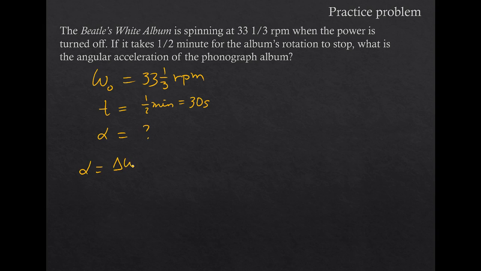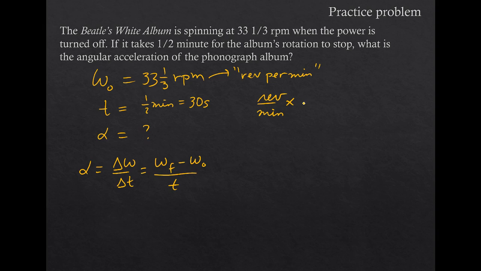Well, angular acceleration is change in omega over change in t. So it's omega final minus omega initial over t. So we should take this 33 1/3 and convert it, okay? And really what this is, RPM is revolutions per minute. So we're going to take revolutions per minute, and we're going to multiply that by, well, first of all, 1 minute is 60 seconds, and then also 1 revolution is 2 pi radians. Okay, so the conversion is 2 pi over 60 to turn that into radians per second.